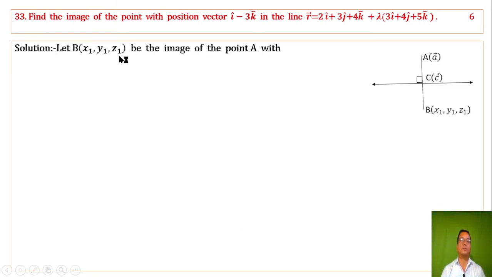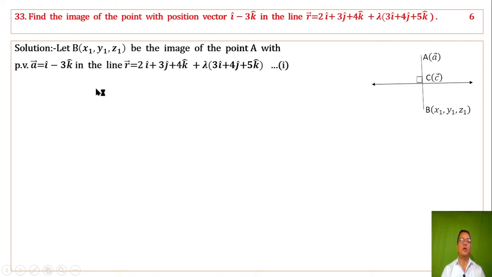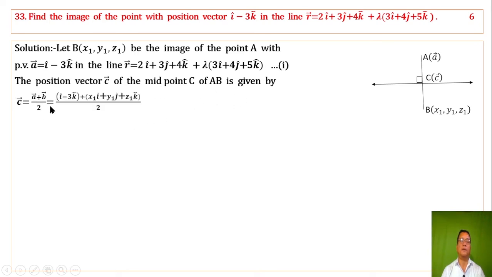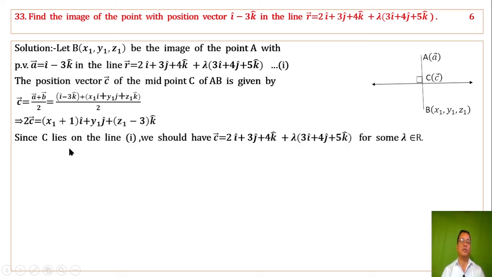Let B (x1, y1, z1) be the image of the point A with position vector A equal to this in the line this. This is the line, this is the given point, and this is the image. The position vector C of the midpoint C of AB is given by C equal to (A plus B) by 2. Using the midpoint formula, we have this. Lastly, we get this. Since C lies on the line represented by equation 1, we should have C equal to this, equal to this, for some lambda belonging to R.